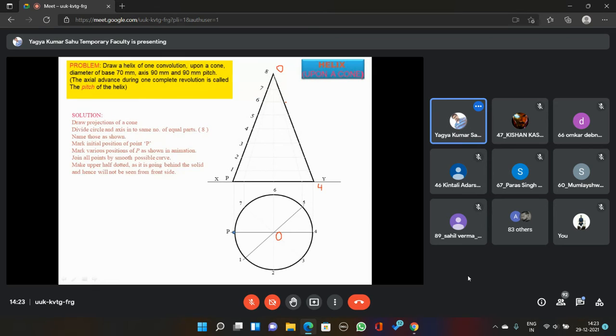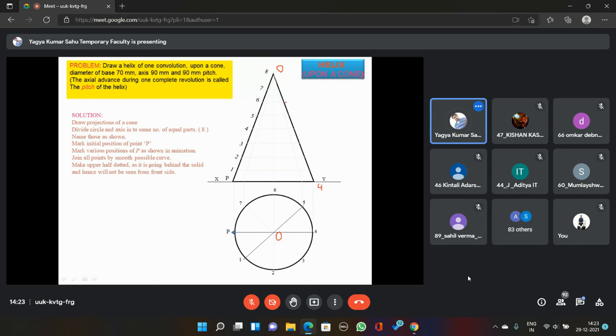What do you have to divide, OP? Are you sure, OP? Which one: pitch length or slant height? Pitch length.